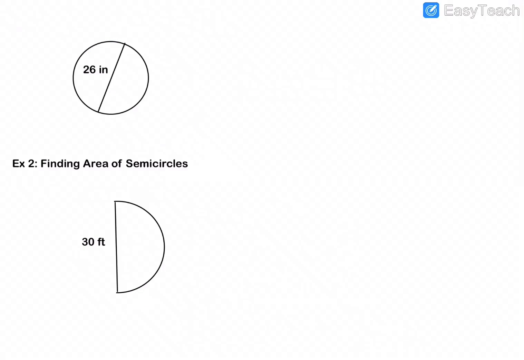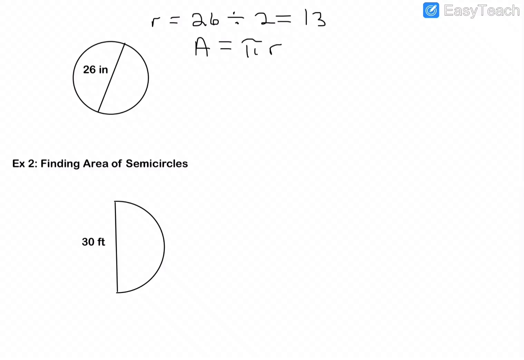Here's another example. It gives us the diameter in this case, so we will have to find the radius, which, if you recall from this week, to find the radius, you would take the diameter and divide it by 2. So 26 divided by 2 would be 13. So my radius is 13. So now I can go ahead and plug it into the formula of pi r squared.